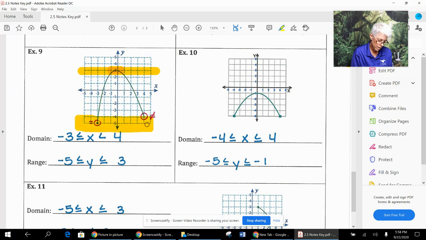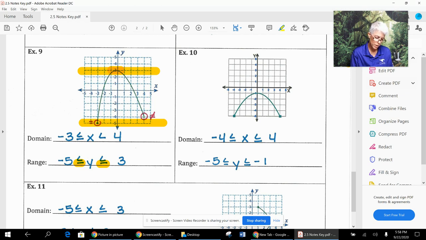And down to here. So the least is the -5, and it includes the -5 because of the solid circle. The greatest value is 3, and it includes the 3. So you can see how I use the symbols here and the symbols here with the equal sign underneath it.